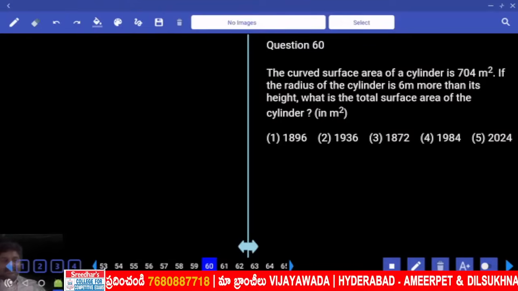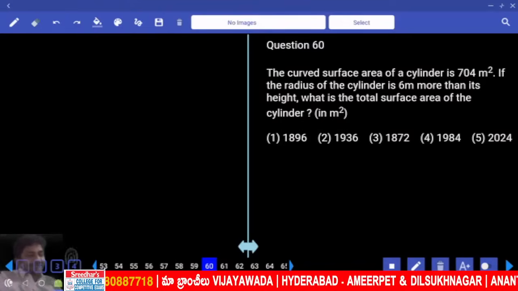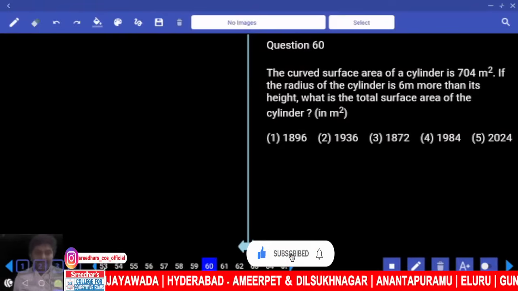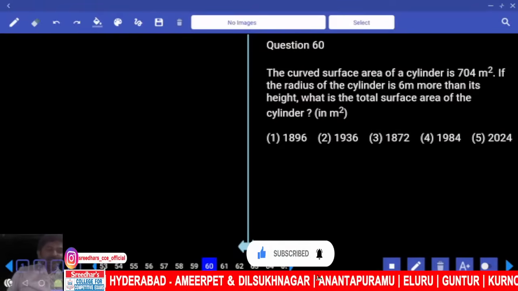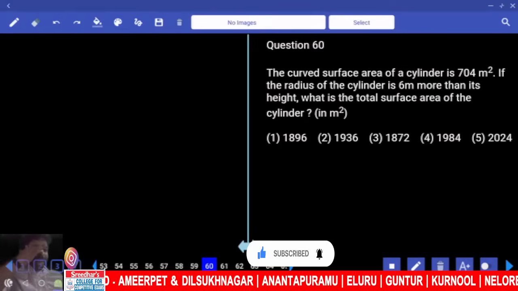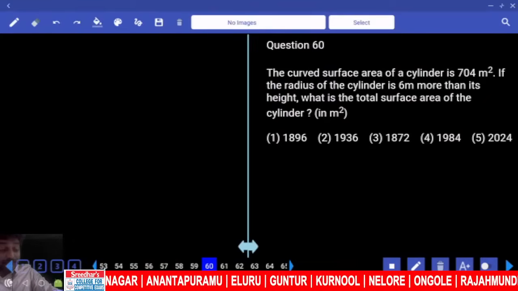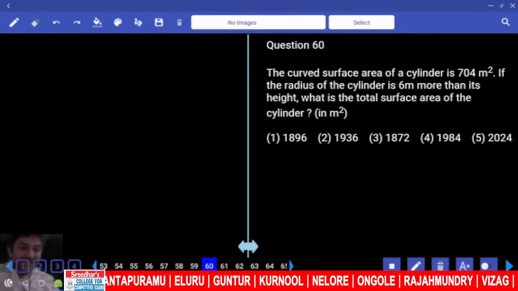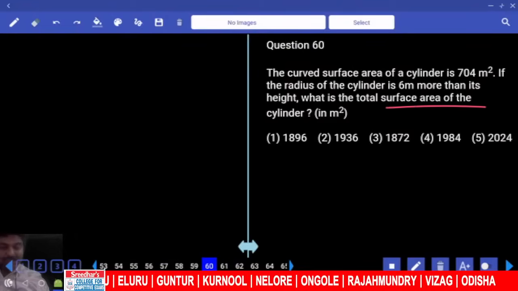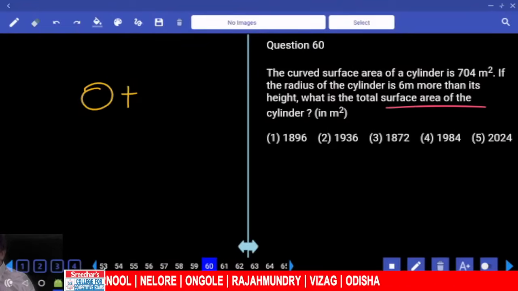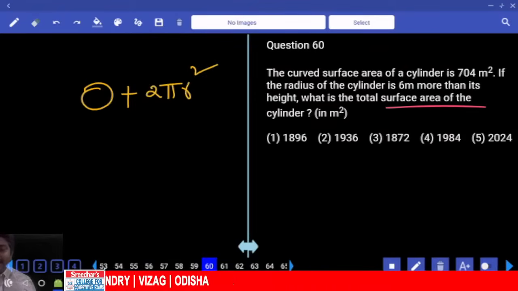Curved surface area of the cylinder is 704 if the radius of the cylinder is 6 meters more than its height. What is the total surface area of the cylinder? Total surface area, that is curved surface area plus top and bottom. Top and bottom, which are circle in shape, right? So that will be 2 pi r square.